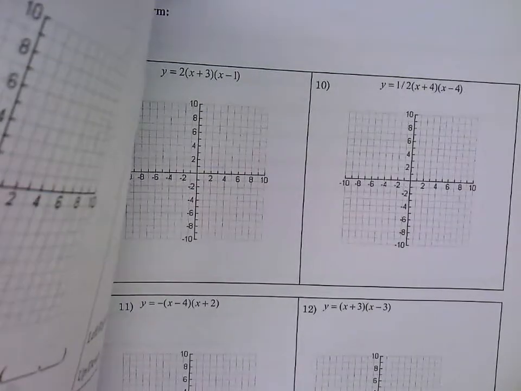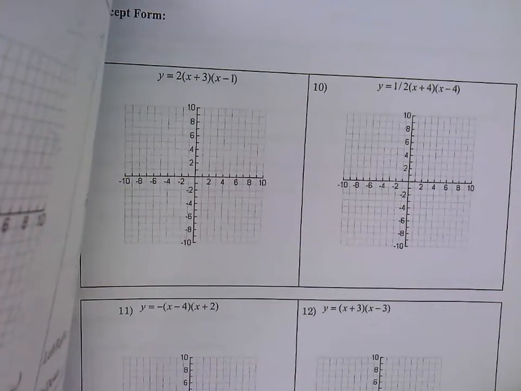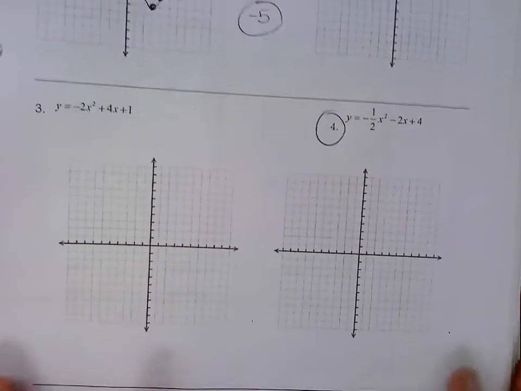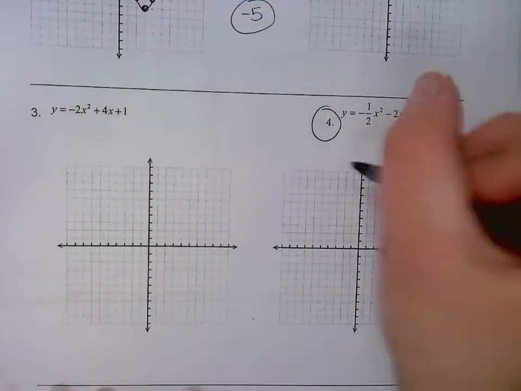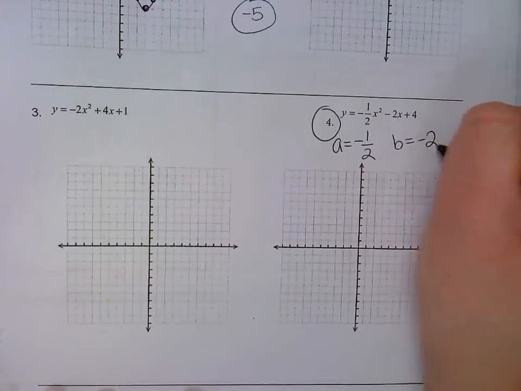So let's do one more of those together, and then hopefully you can get through maybe number 10, because 5 through 8 should be pretty quick. All right, so let's do 4. Those darn fractions. So a is -1/2, B is -2, and C is 4.